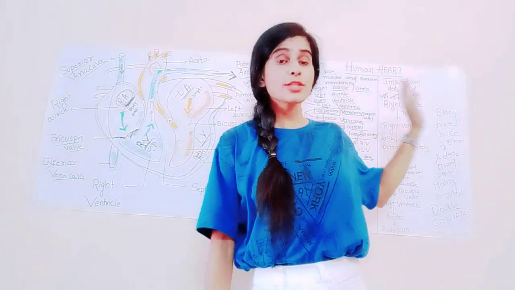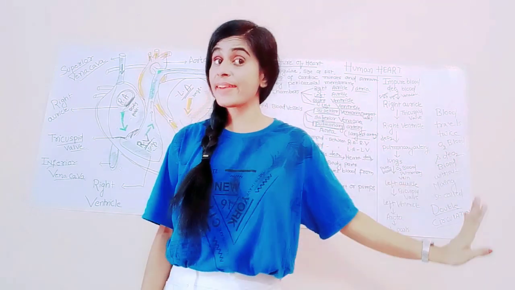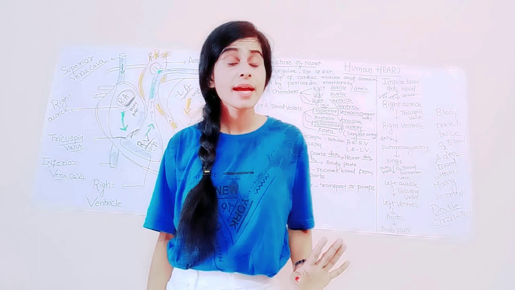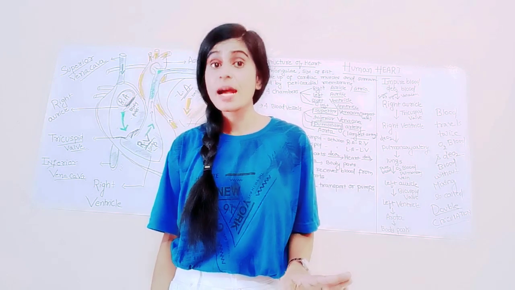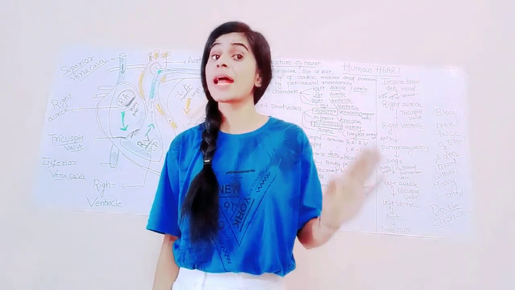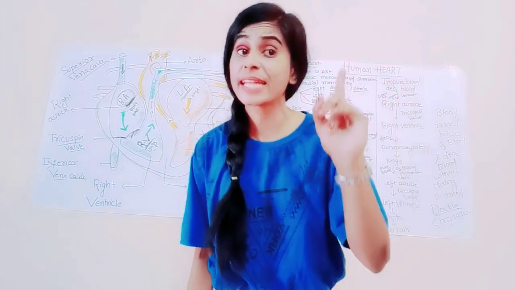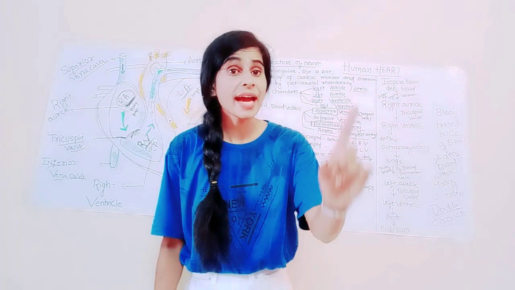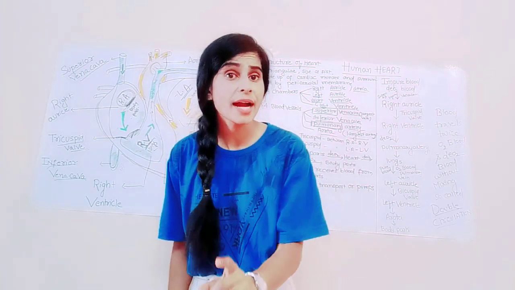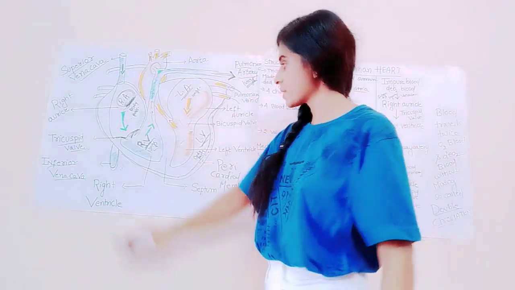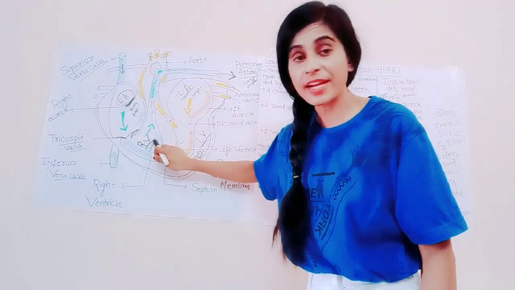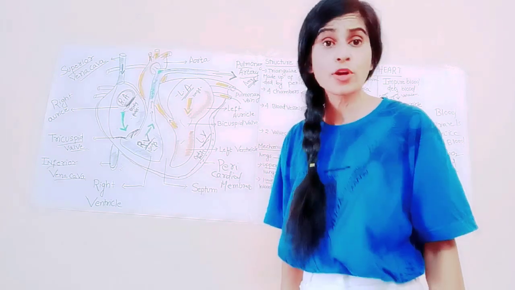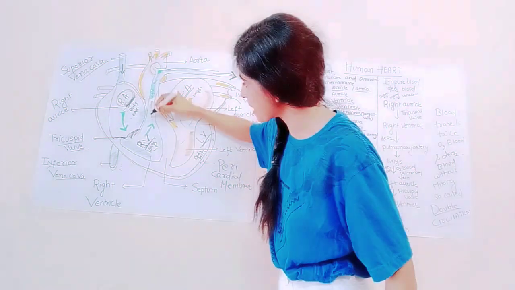Just now I told you that artery always carries oxygenated blood, but in the case of heart, it's an exceptional case. Artery carries the impure blood in case of heart. Remember that thing, guys. Pulmonary artery carries the impure blood. Understood now?